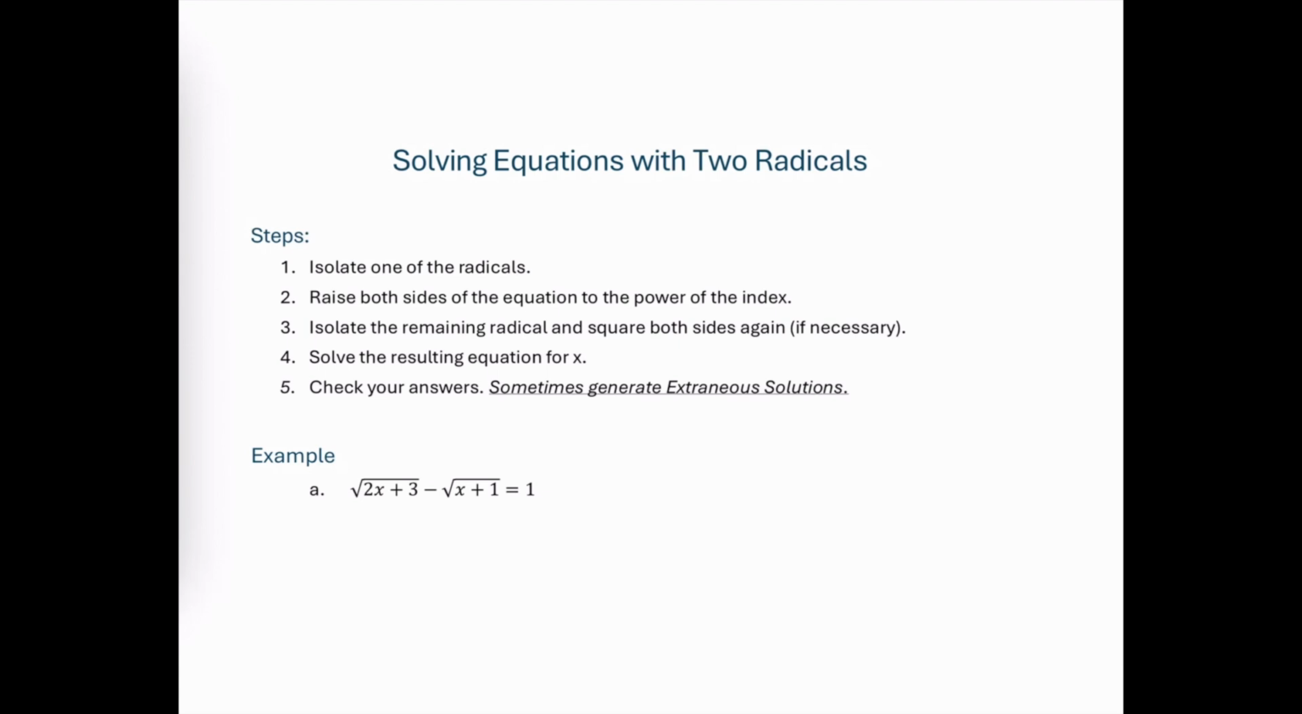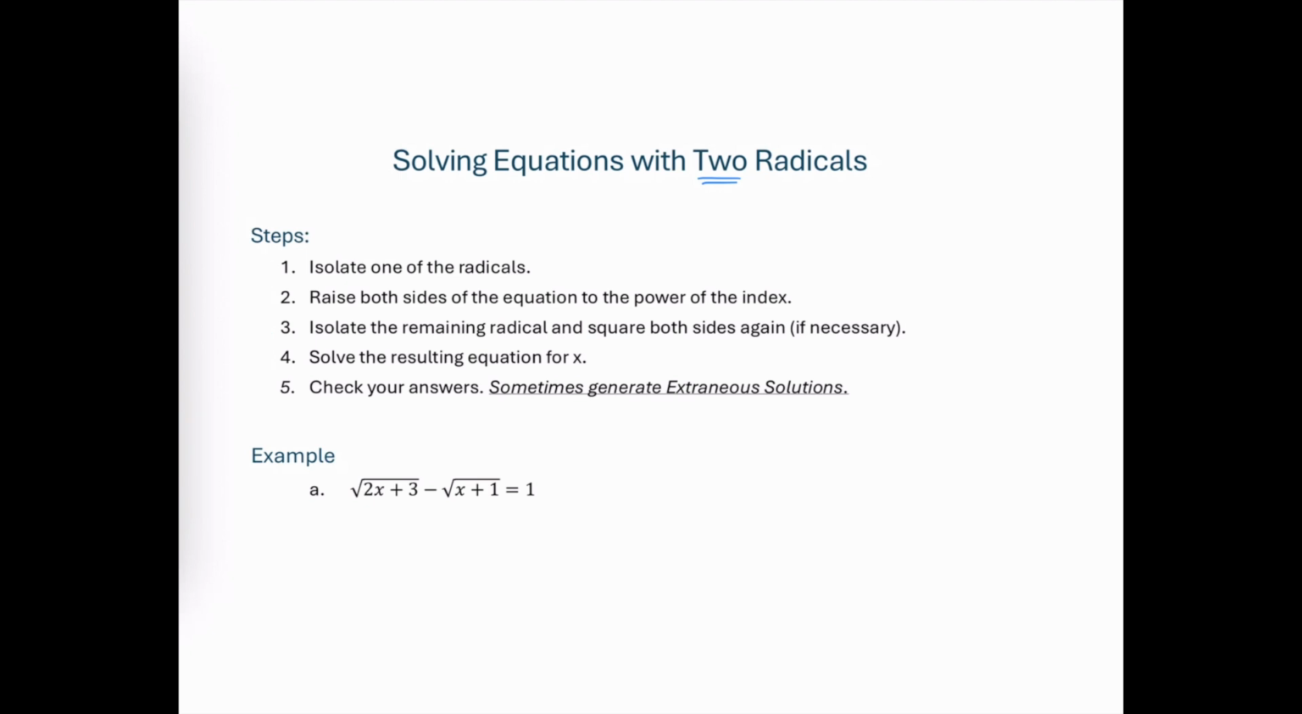A radical equation is one where the independent variable x is located under a radical, and sometimes a radical equation will contain two radicals. In that case, we'll need to isolate one of the radicals, square both sides, or raise both sides to whatever power is needed to get rid of that radical. But that might get rid of one, but not both of the radicals. And if a radical remains, we would need to isolate the remaining radical, square both sides again, and then solve for x.